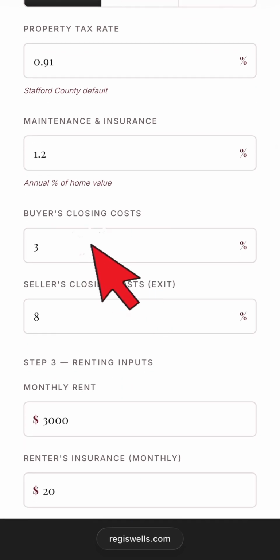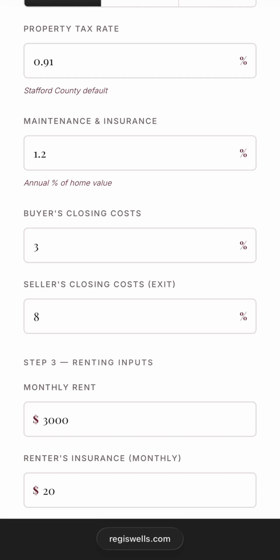Up next, you have buyer's closing costs. It's also entered as a percentage. These are the upfront costs you pay at settlement, such as lender fees, title insurance, prepaid interest, and escrow setup. For most purchases in this market, budget somewhere between 2 and 4% of the loan amount.